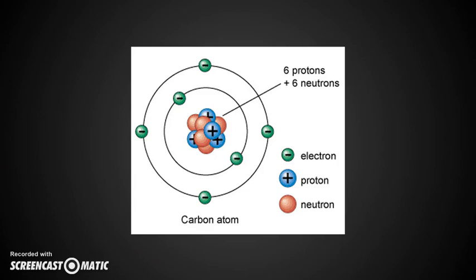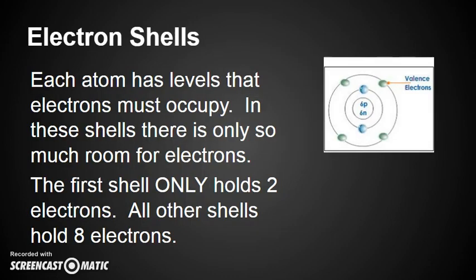Now, each atom has what are called electron shells, and if we look at this particular atom, we can see the first electron shell, where the first electrons are, has 2 electrons. Each shell after that will have 8. So if we look at the next slide, we're going to see that.